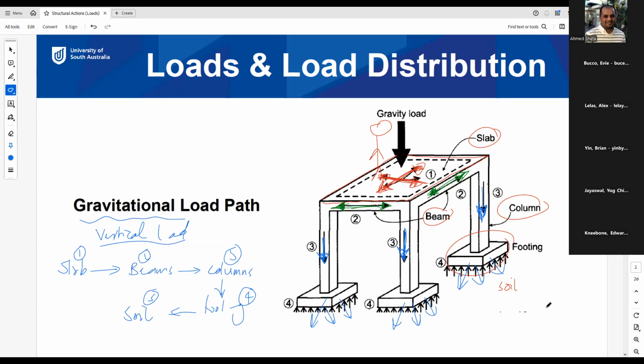So our rule when designing a building or a structure is how the load will transfer from the top of the building to the soil. And here is the sequence of how to transfer the load. Okay.